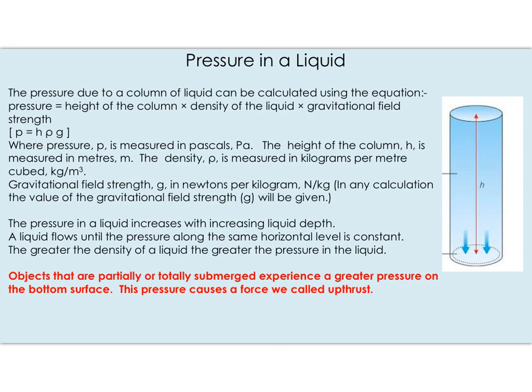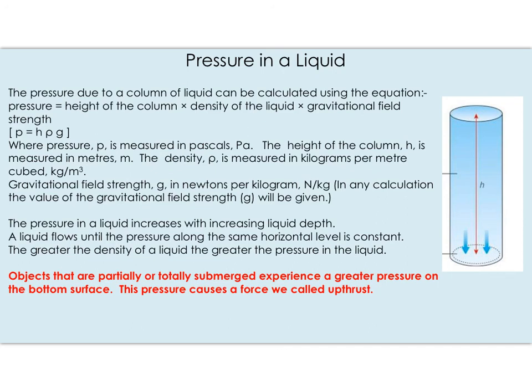The height of the column h is measured in metres. The density rho is measured in kilograms per metre cubed. And the gravitational field strength g is measured in newtons per kilogram. g should be given to you in any calculation you do, but remember, as we've said before in the video, g is roughly equal to 9.8 newtons per kilogram.